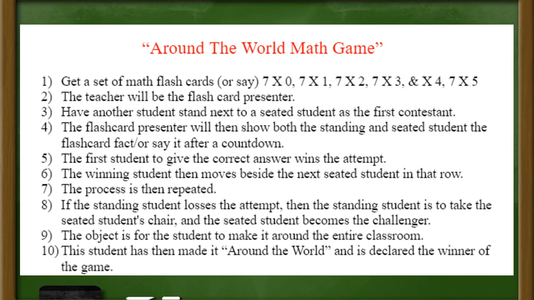Whoever says the correct answer moves on to the next seat over. If you answer incorrectly, you move and sit in your seat and watch and cheer your friends on. The goal of the game is to get all the way around the room by answering all of the facts correctly. I will post the rules on the screen for you to pause and talk about. If you have any questions, ask them now. Come back and play the video to see which math problems you will be using for this round of Around the World.